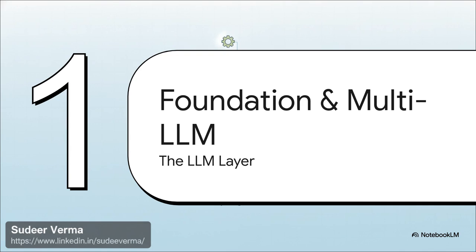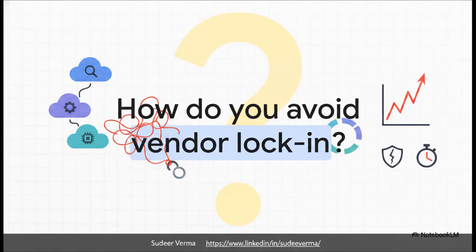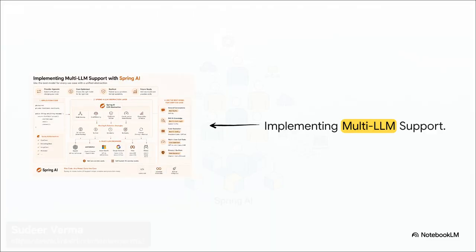Moving right along to Section 2, Foundation and Multi-LLM Support. So here is a massive pain point in enterprise AI right now. Literally everyone is asking, how do you avoid LLM vendor lock-in? Relying on just a single provider is incredibly risky for an enterprise. I mean, what happens when their API costs suddenly spike? Or they suffer a huge outage? Or maybe a competitor drops a vastly superior model overnight? You absolutely need agility. And honestly, Spring AI completely solves that problem.